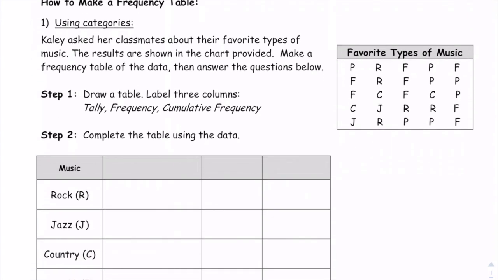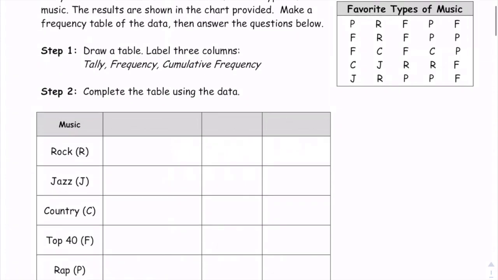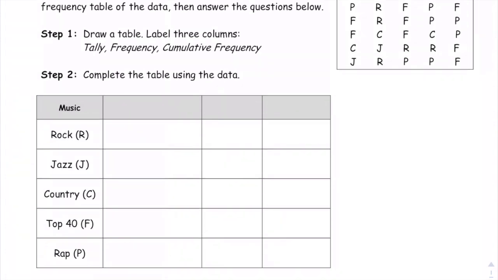So how to make a frequency table? Use categories. So Kaylee asked her classmates about their favorite types of music. The results are shown in the chart provided. Make a frequency table of the data, then answer the questions below. Draw a table, label 3 columns: tally, frequency, and cumulative frequency.